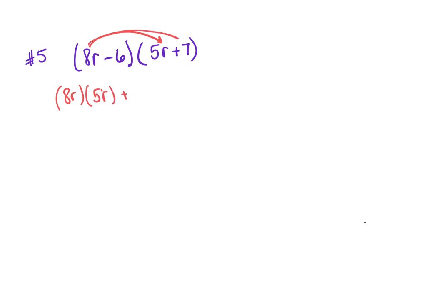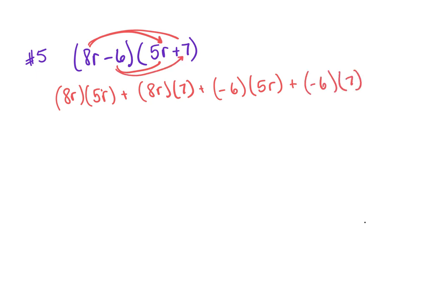8r minus 6 times 5r plus 7. All right. So we're just going to use FOIL here. We're going to multiply 8r times 5r, plus 8r times 7, plus negative 6 times 5r, plus negative 6 times 7.